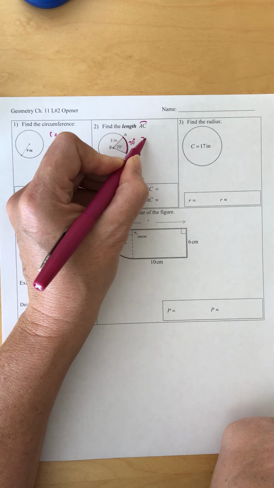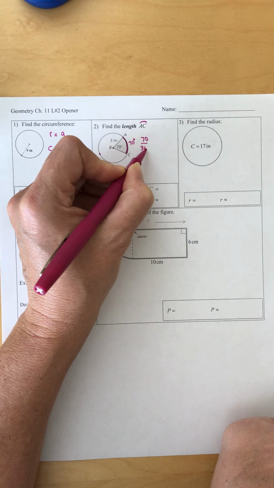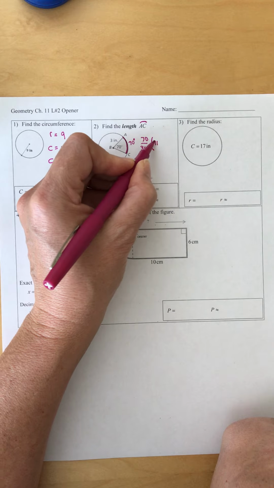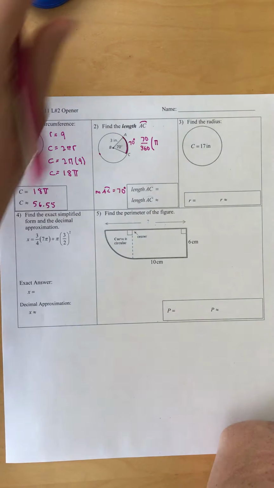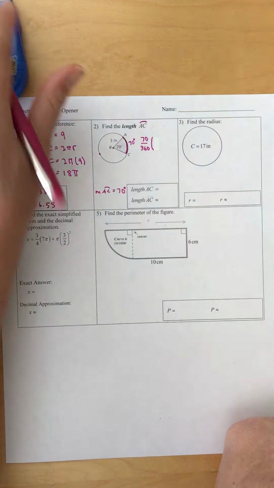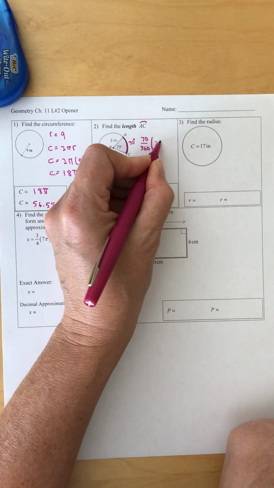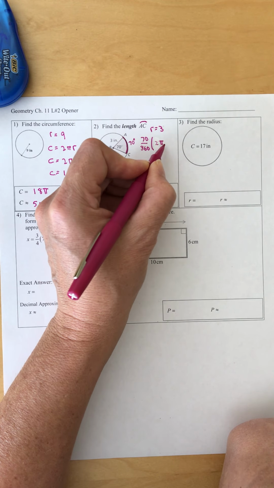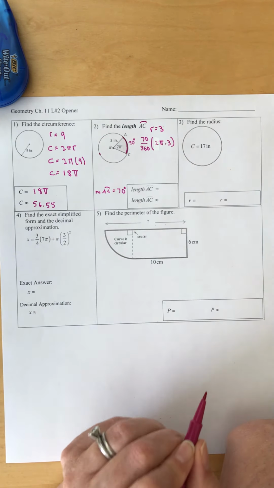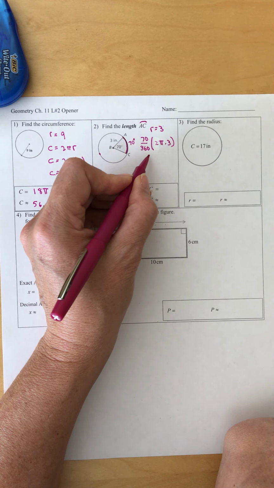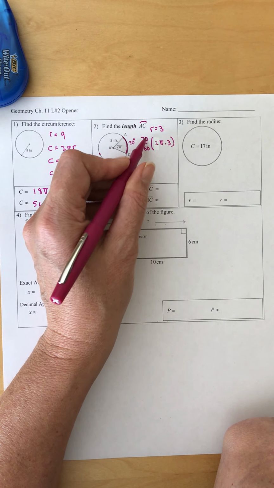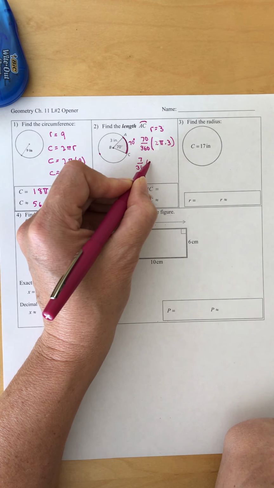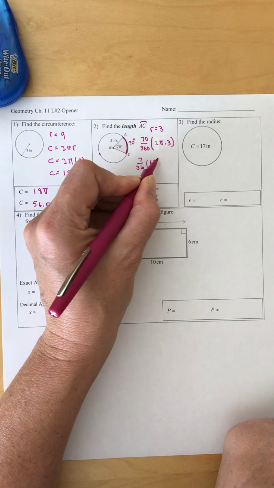So I'm going to do 70 out of the 360 degrees that would go all the way around times 2 pi r. And the r in this case is 3. So this will become 70 over 360, which you can divide each by 10 and drop that down to 7 over 36 times 6 pi.